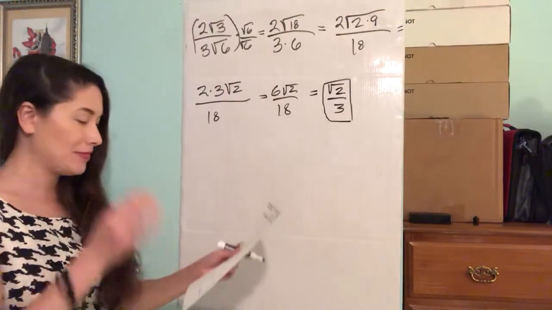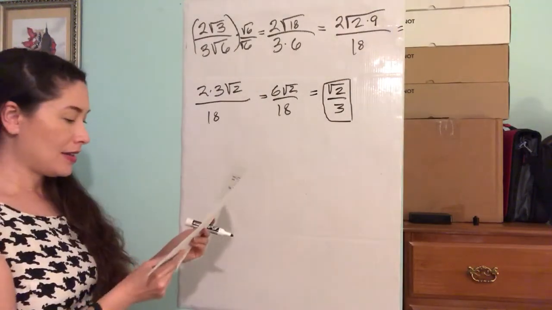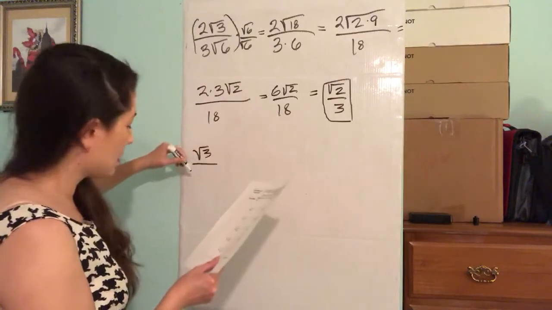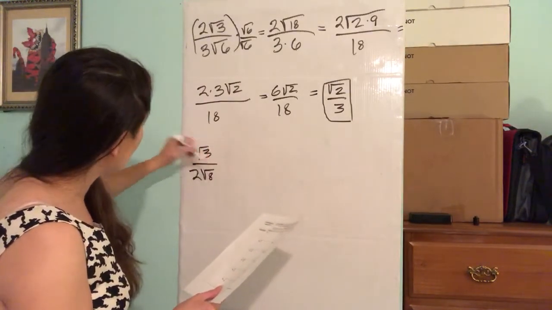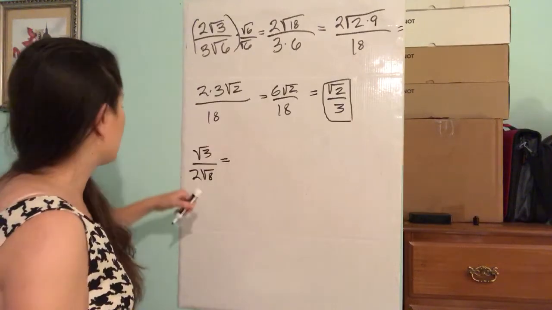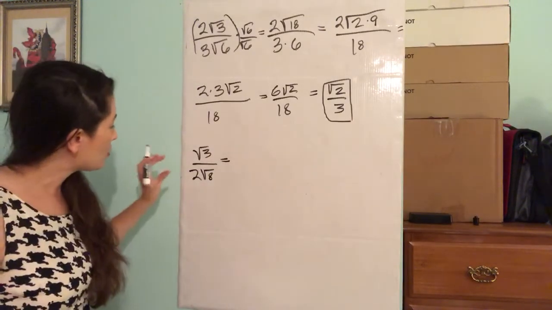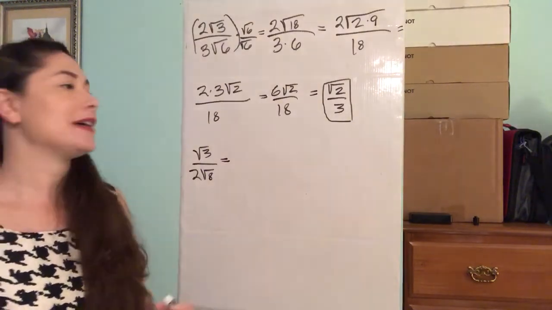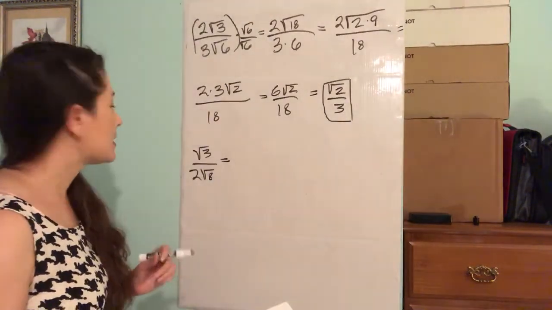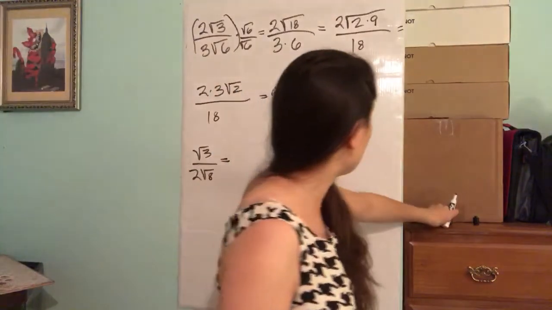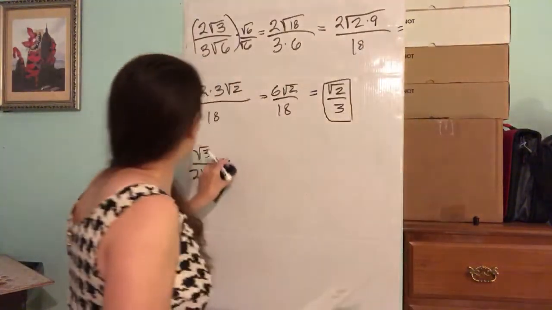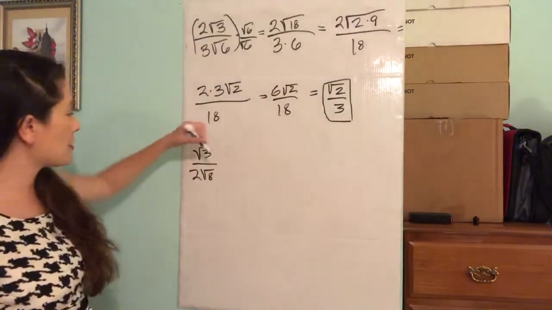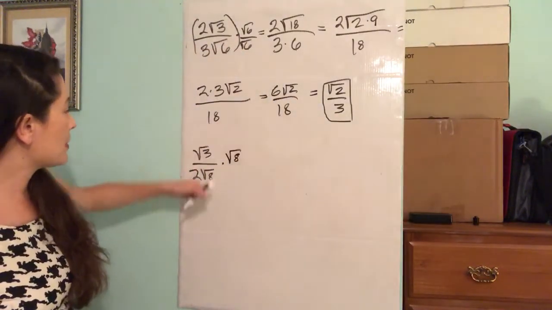Should we try another one? How about square root of 3 over 2 times square root of 8? Okay, again, we have a fraction that has a radical in the denominator, which means that it's not yet fully simplified. So let's do something about that. What can we do? I think we have to multiply both top and bottom by square root of 8, right? In order to get rid of this radical on the bottom.